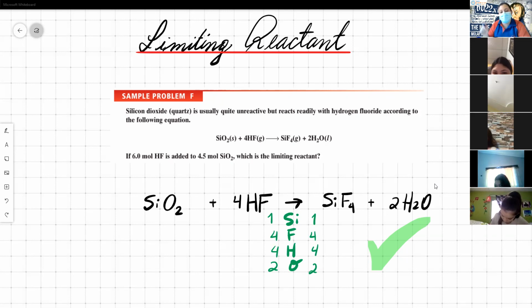Now, we focus on the question and it says, if 6 moles of hydrogen fluoride is added to 4.5 of silicon dioxide, which is the limiting reactant. So what I'm going to do now is write the data given in the problem. It says 6 moles of hydrogen fluoride. I'm going to write the data right here, just to have all the information very visible, okay?